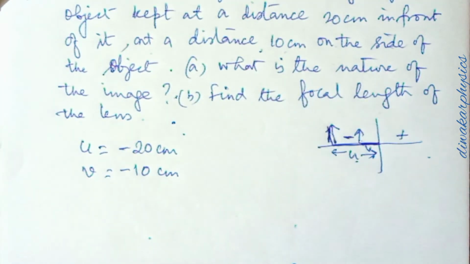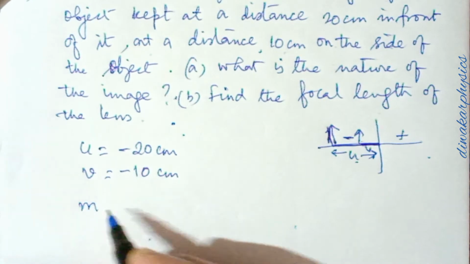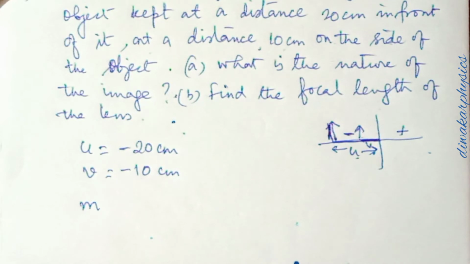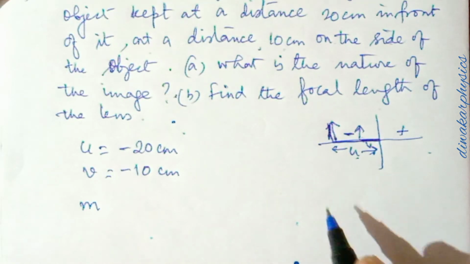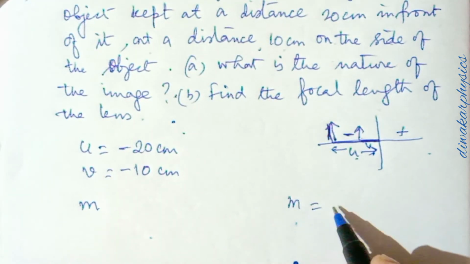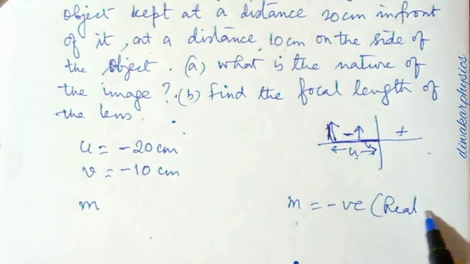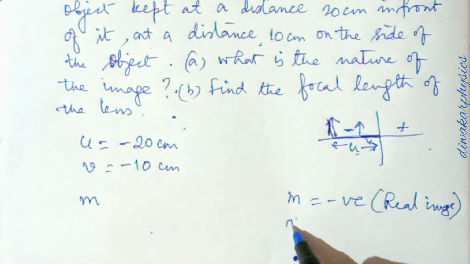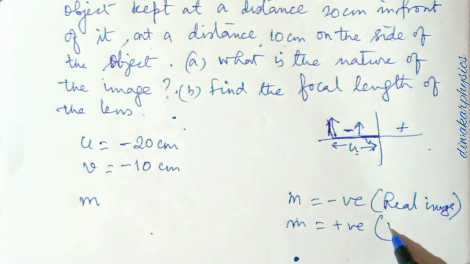Now first thing, nature of the image. Real or virtual, this nature of the image you have to find. For that you have to use the formula of magnification. Magnification will give you the idea about real and virtual image, and it can give the size also. For your revision, m is negative for a real image. You can watch my video on sign convention that I have made separately. And m is positive for a virtual image.